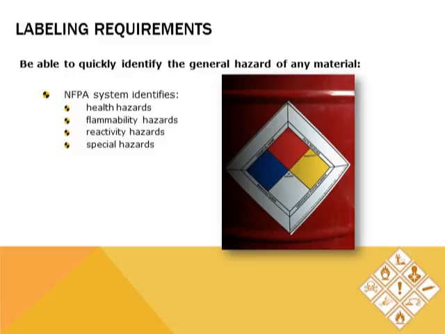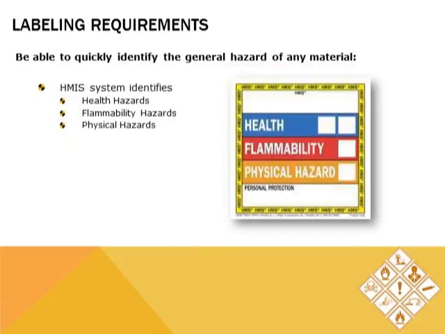Be able to quickly identify the general hazard of any material. The NFPA system identifies health hazards, flammability hazards, reactivity hazards, and special hazards. Be able to quickly identify the general hazard of any material. The HMIS system identifies health hazards, flammability hazards, and physical hazards.